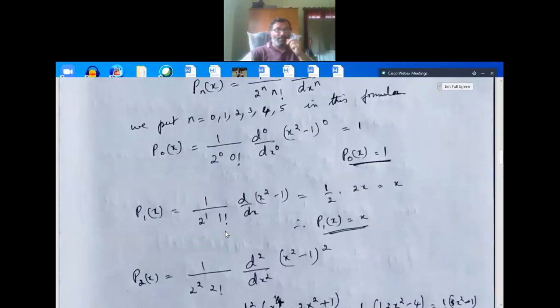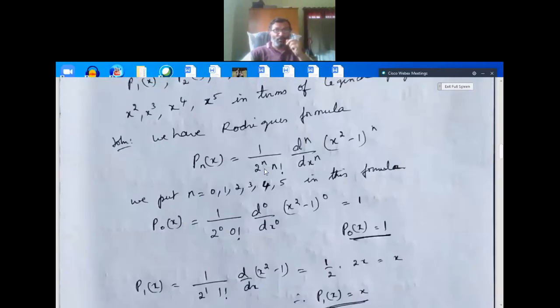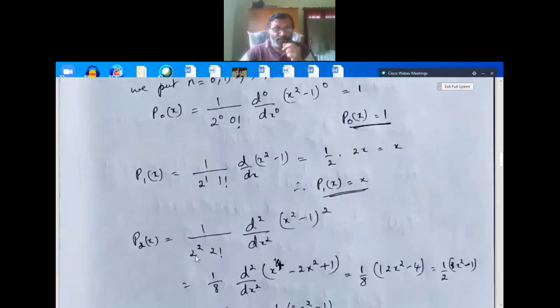Now P2 of x. P2 of x means 1 by 2 power 2 into 2 factorial, second derivative d squared by dx squared, x squared minus 1 power 2. So from the Rodrigues formula you get it like this. 1 by 2 squared, that is 4. 1 by 4 into 2, that is 1 by 8.